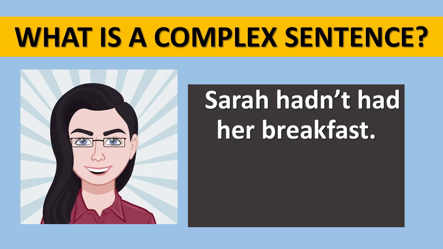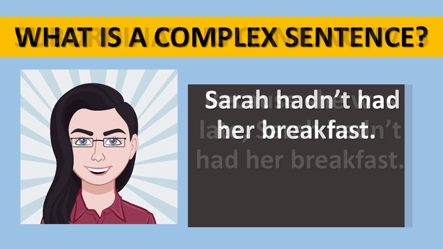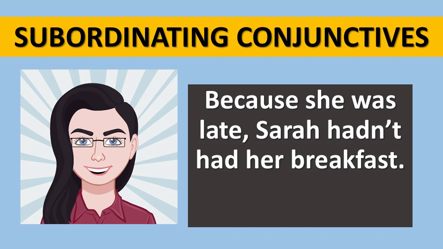So let's think about another example here. So we've got Sarah hadn't had her breakfast. On its own, it's a simple sentence. We can add a dependent clause to this sentence in order to make it complex. So we've got, because she was late, Sarah hadn't had her breakfast. What we've actually done here is we've got a fronted adverbial that's beginning with a subordinating conjunction.